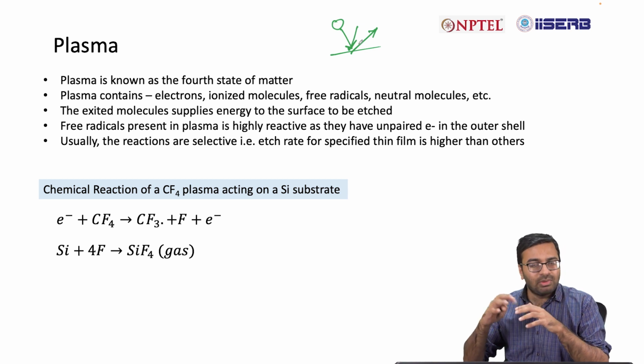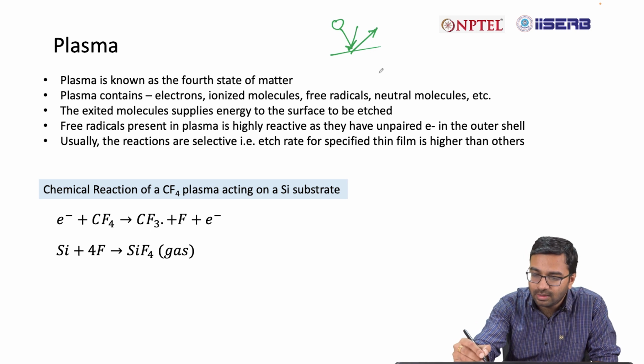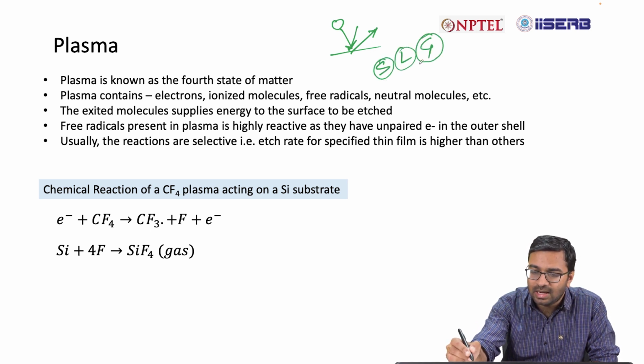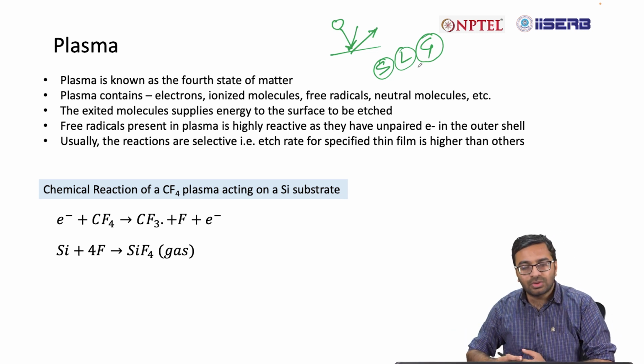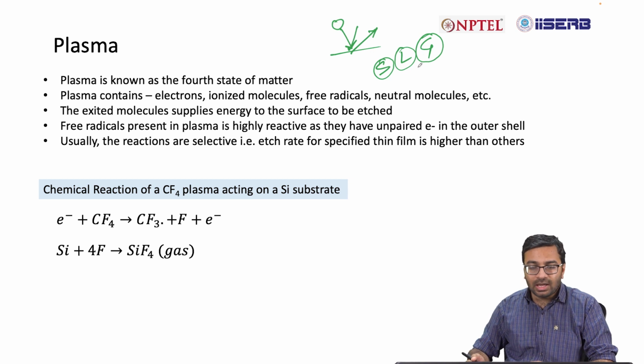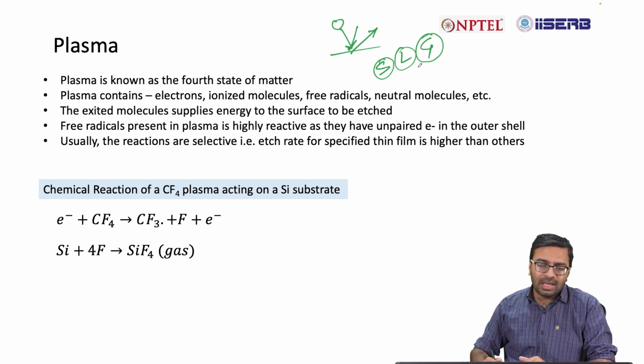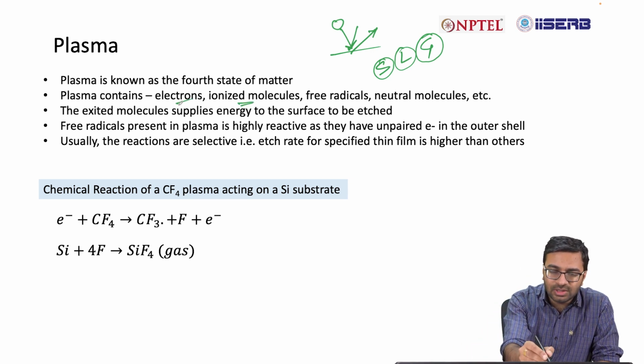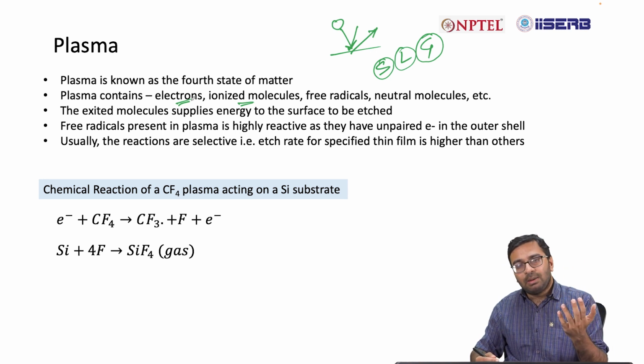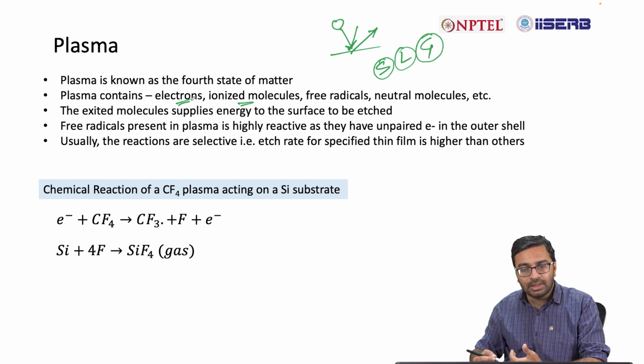So as we have discussed previously, plasma is the fourth state of matter. We have solid, liquid and gas, and then we also know the fourth state of matter is plasma. Now plasma contains electrons, ionized molecules, free radicals, neutral molecules, so on and so forth, so many components. Out of that, energized molecules, electrons, these charged molecules anyways will help us to etch out some of the material just by striking the substrate or the thin film material.